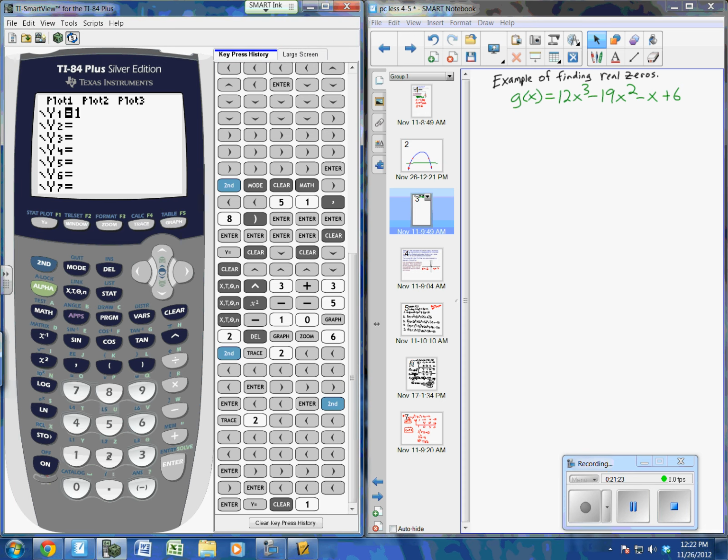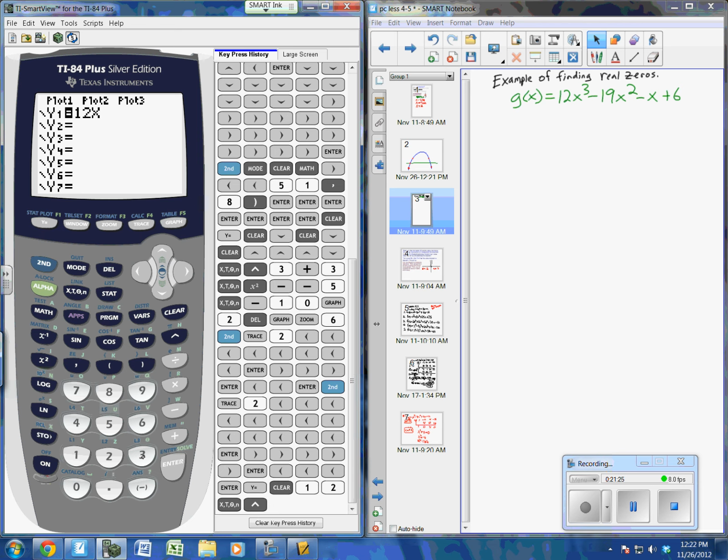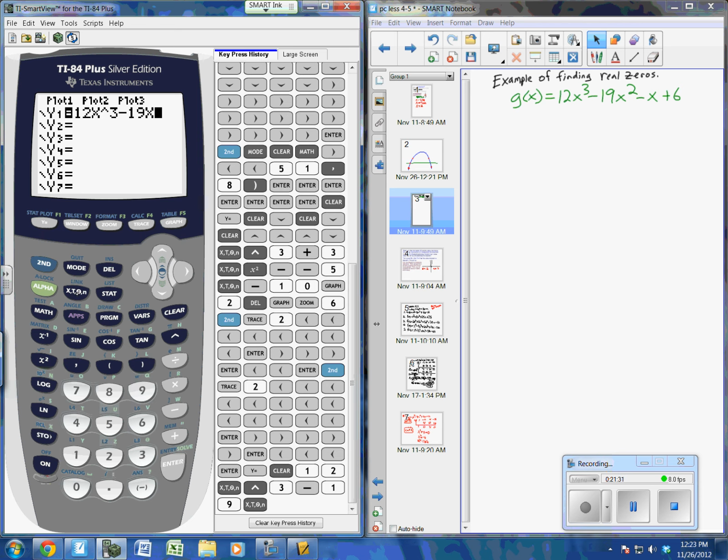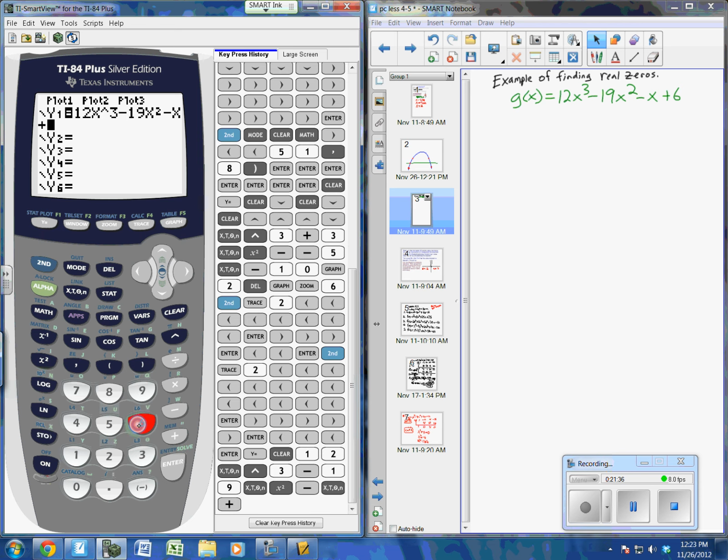12x cubed minus 19x squared minus x plus 6. This one has 3 zeros. We just did that. Do we need to do it again? I was thinking this is a different problem.